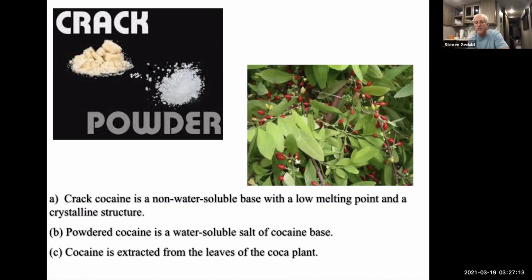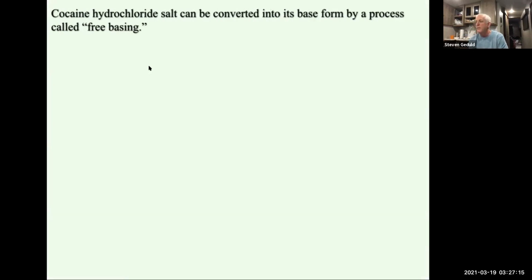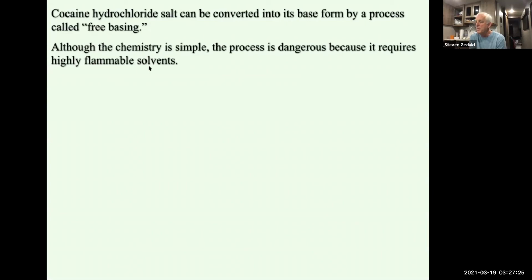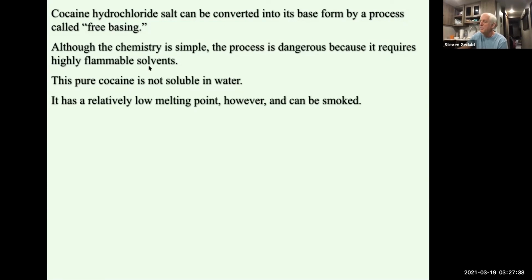Cocaine is extracted from the leaves of the coca plant. And cocaine hydrochloride salt, when mixed with a base, can be converted into its base form by a process called free basing. Although the chemistry is simple, the process is dangerous and requires highly flammable solvents, and a lot of these blow up on people. Pure cocaine is not soluble in water. You have to have the salt form to be soluble in water. Low melting point, and it can be smoked.